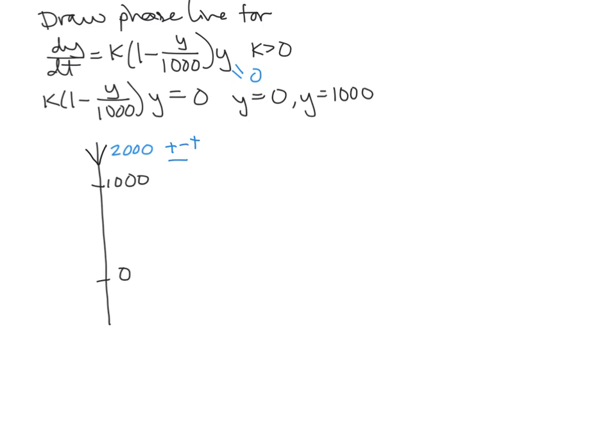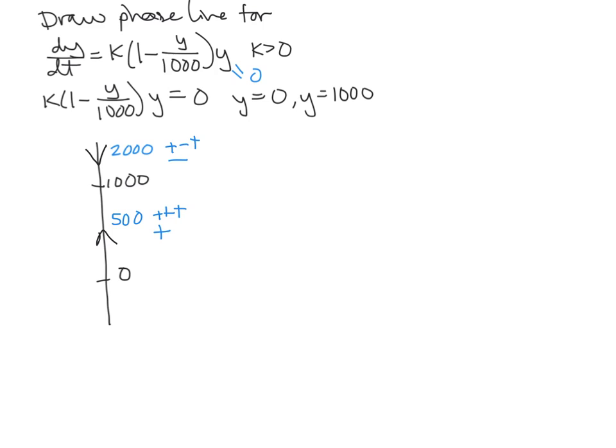Now let's do this again in between 1,000 and 0. Pick a nice number. How about 500? k is positive. Then 1 minus 500 over 1,000, so that's 1 minus a half. 1 minus 1/2 is positive. And then y is 500, and that's a positive number. Positive times positive times positive is positive, and that makes that function increasing in that segment.